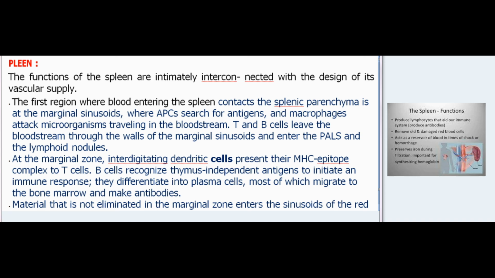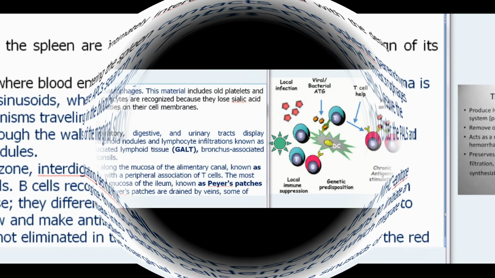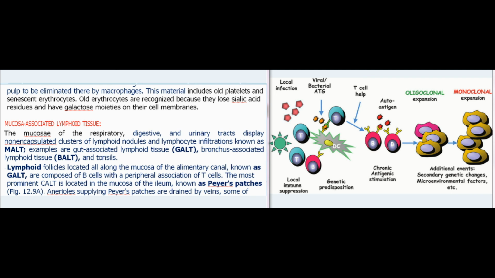Material that is not eliminated in the marginal zone enters the sinusoids of the red pulp to be eliminated there by macrophages. This material includes old platelets and senescent erythrocytes. Old erythrocytes are recognized because they lose sialic acid residues and have galactose moieties on their cell membranes.